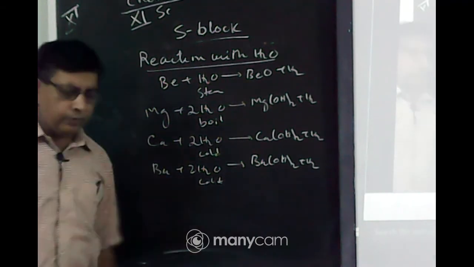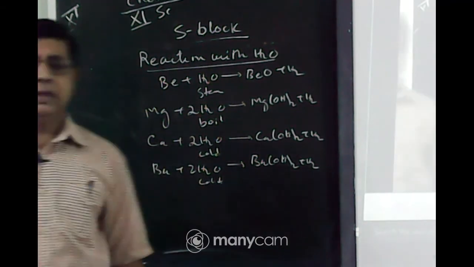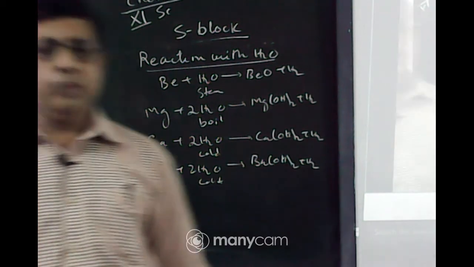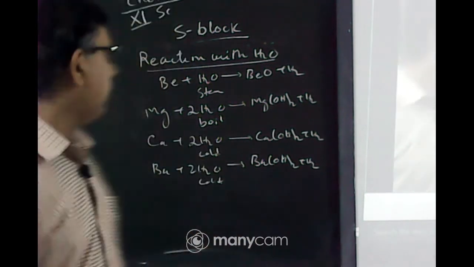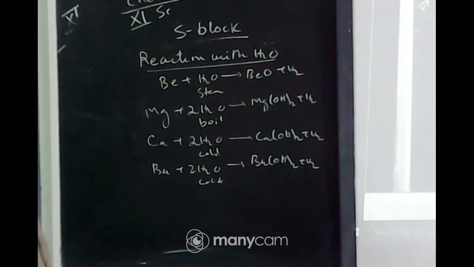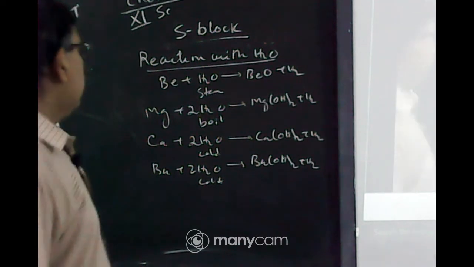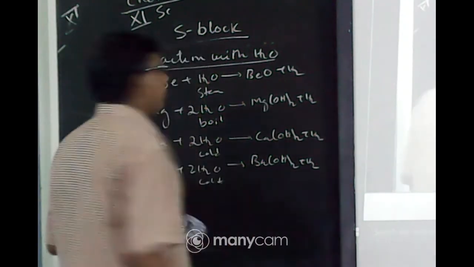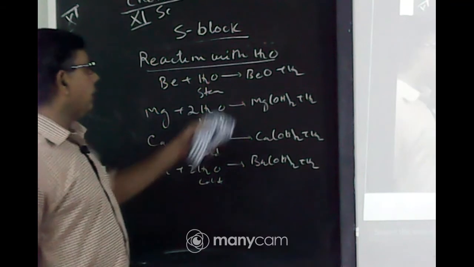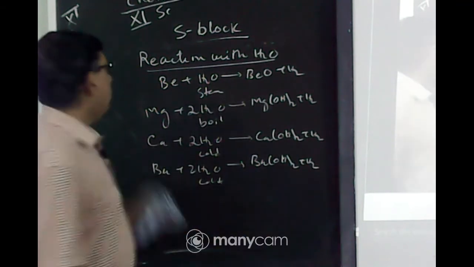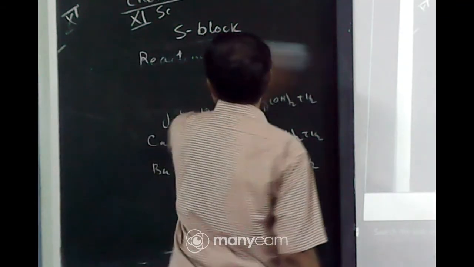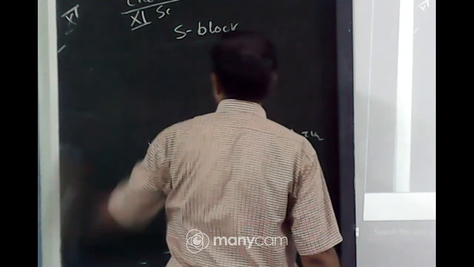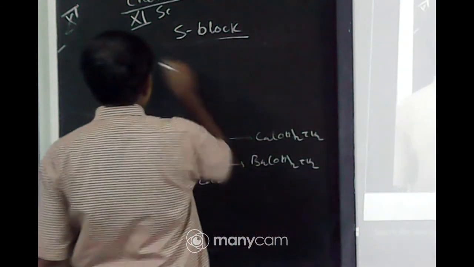Calcium, strontium, barium, their reactivity increases. This is due to the decrease in IP value. So, they react with cold water to give the corresponding hydroxide and hydrogen gas. All these hydroxides are basic in nature, and the basic character of the hydroxides increases down the group. So, all alkaline earth metals react with water to evolve hydrogen gas.